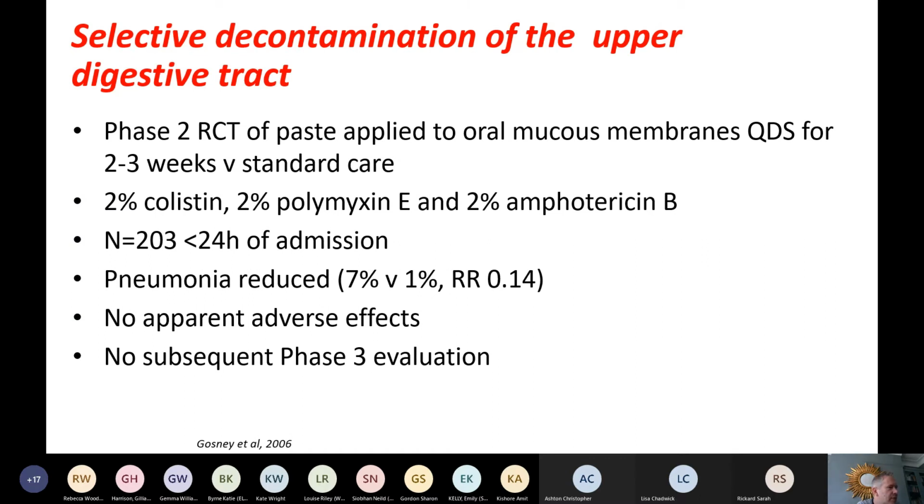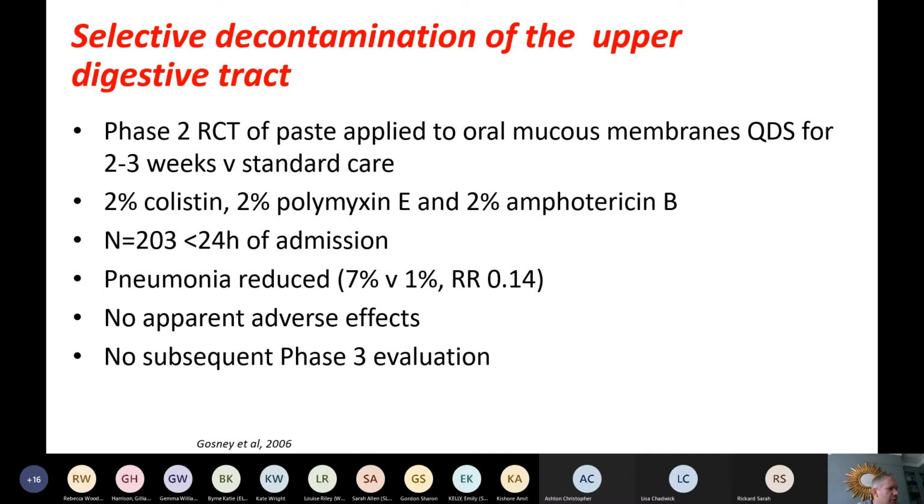So the next approach is selective decontamination of the upper digestive tract, and this is not the same as oral healthcare. Oral healthcare is about cleaning the mouth and providing holistic care to the mouth on an individual level, whereas selective decontamination of the upper GI tract is about providing antibiotics, with the idea being that they disrupt the normal balance of organisms that live in that particular area of the body.